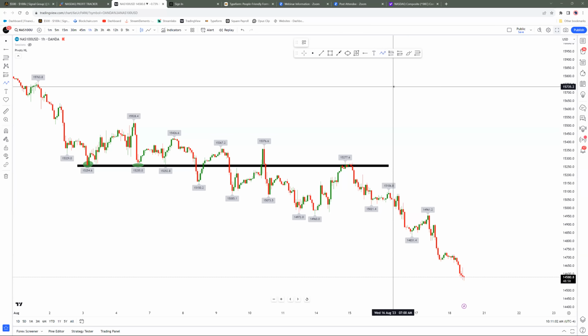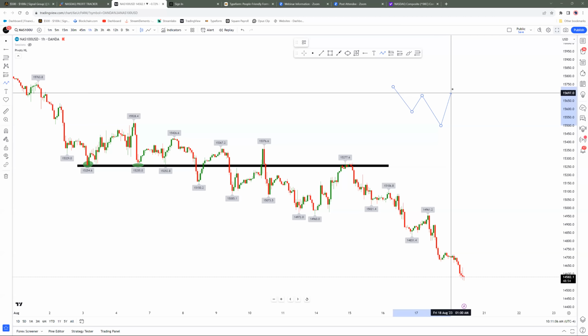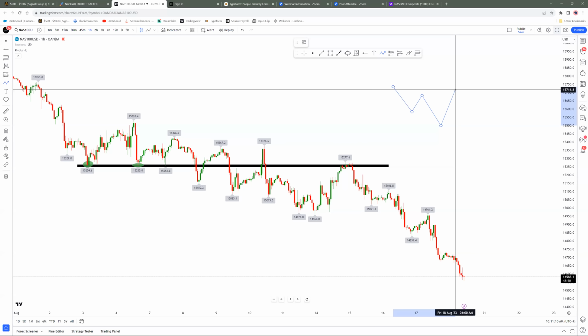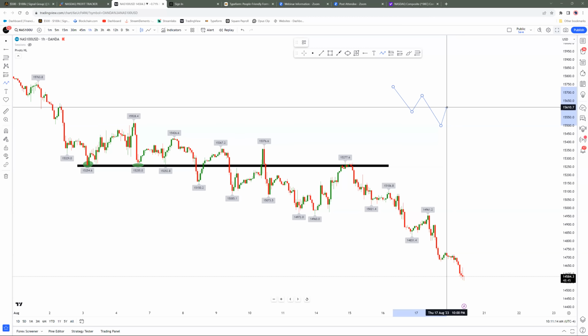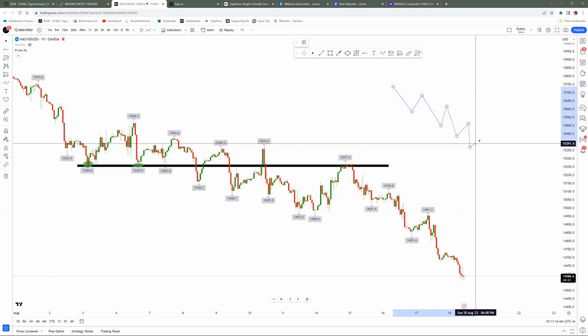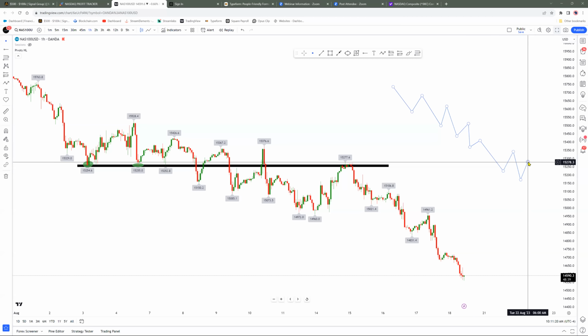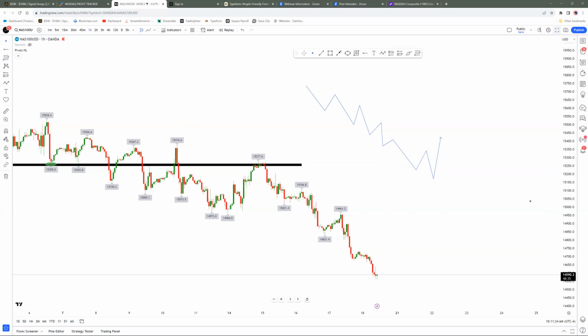Because once again, in a downtrend, you don't want to see price break above these highs, because that is not bearish. That's the word I was looking for. This is not bearish if price is breaking highs. It's only bearish when price is breaking lows and lows and lows. It's going down and down and down. So if you start seeing price break highs, you might want to stay on the lookout, because remember, it can be the other way around.